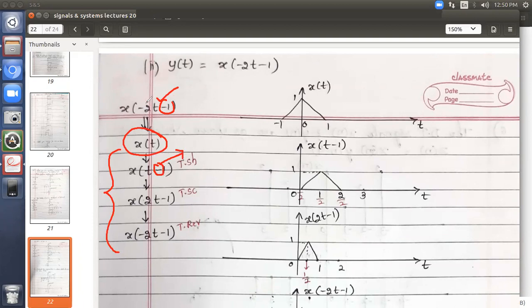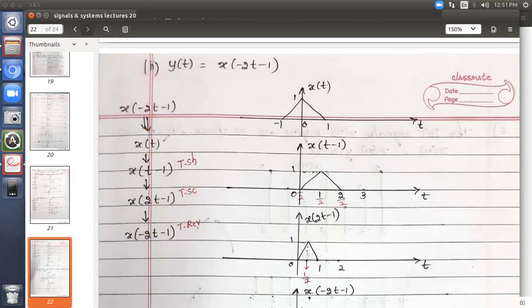Then I have 2. Don't consider the negative first. It's one kind of operation. If you put negative, it is a reflection. So start with 2 first. It is 2, that is time scaling. Yes, see, I have denoted it is scaling. And after that, put a negative sign indicating a reversal or a reflection. So all these 3 operations we have to perform. So let us start.